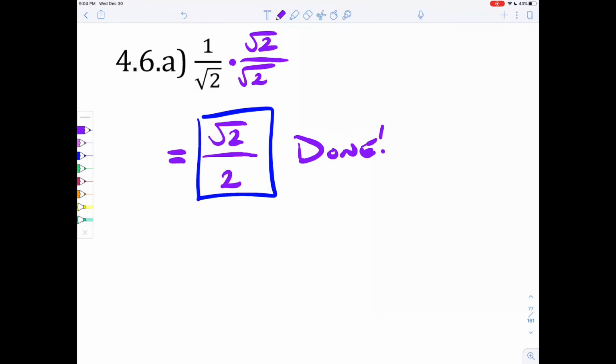We can't say that this is like root 1 over 1. That is a common mistake that I have seen, and I would hope that I don't see it again. But if I emphasize this enough, that this is done, there is no more division to be done here. There's no other way to reduce that. It's done.